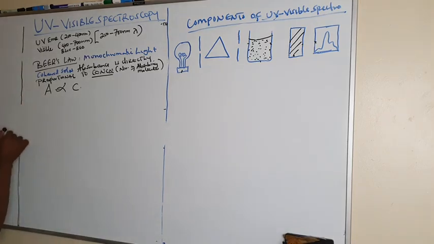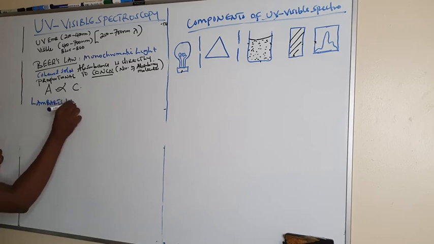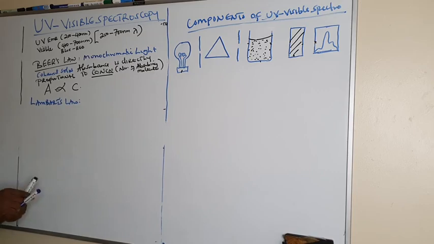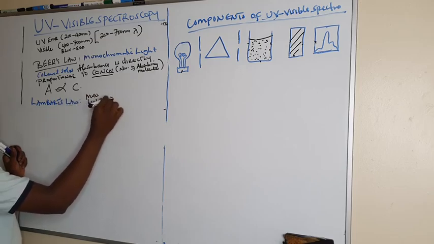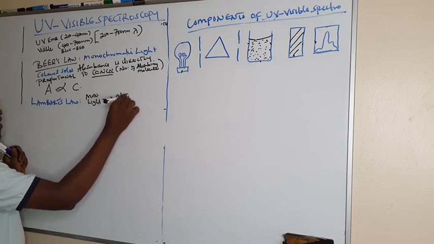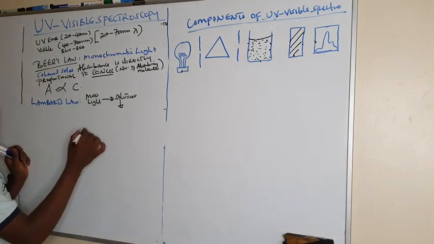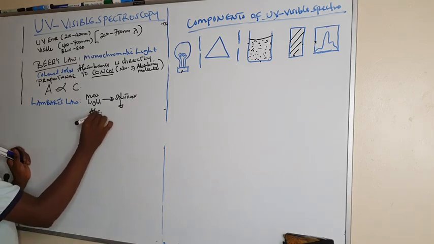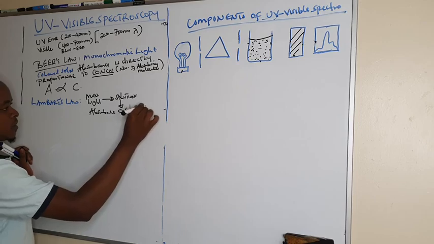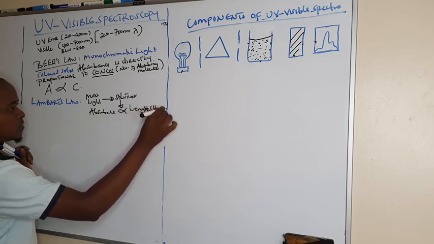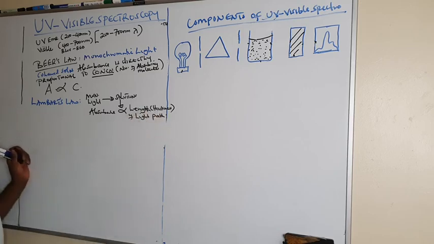Then according to Lambert's law, he says that if you have a monochromatic light and you pass it through a well-mixed solution containing molecules, the absorbance, the amount of light absorbed, is directly proportional to the length, or in brackets, thickness of the light path. That is according to Lambert's.